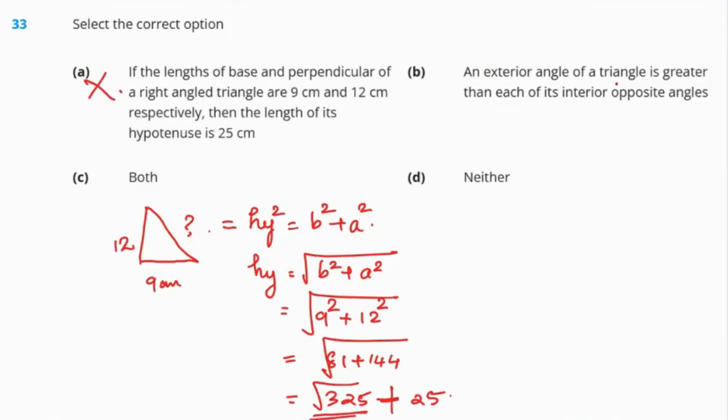Next one: an exterior angle of a triangle is greater than each of its interior opposite angles. The sum of all the angles of a triangle is 180 degrees, and here they are saying an exterior angle of a triangle is greater than each of its interior opposite angles. In this case this statement is true, because an exterior angle will always be greater than the interior opposite angles. So option B is correct. Both cannot be correct, only B is the correct option and A is false. So the correct option is option B.